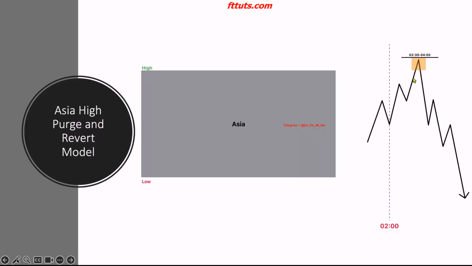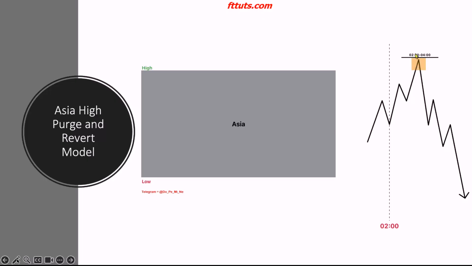So for example, the left side of the curve, their respective discount arrays get violated, or a lower time frame breaker setup forms, market structure shift pattern, change in the state of delivery occurs after the Asia high gets purged. During what time? During 2:30 to 4. If no reversal occurs during 2:30 or 4, I would walk away from the London session.